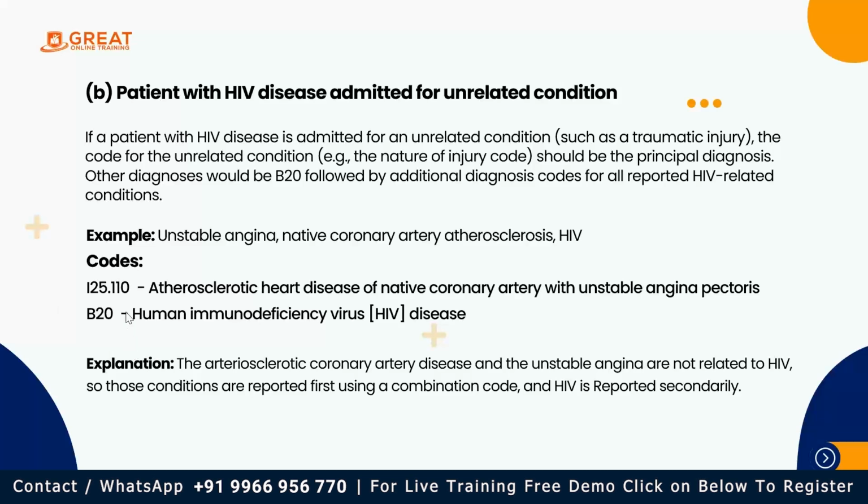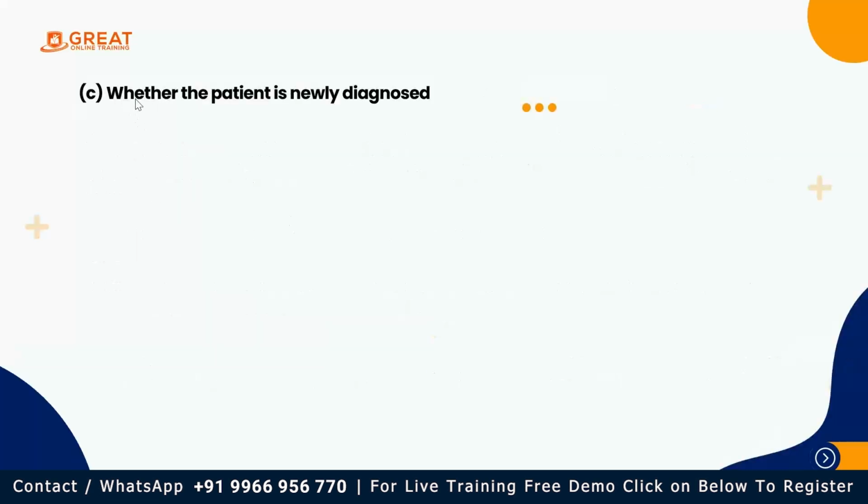How to sequence HIV code. If the patient is admitted for a condition unrelated to HIV, but the patient also has HIV disease, we have to code that unrelated condition first, followed by HIV infection. Okay, clear? So next guideline.